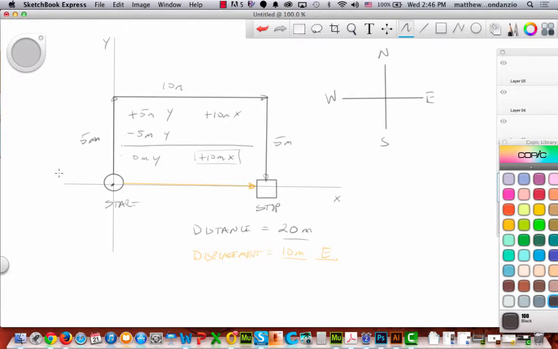Now, here's the interesting thing. Notice that I can move up and down the y. Did it have any effect in how far I went in the x? The motion in the y, this is important to note, and you'll get this a little later on, is completely independent of the motion in the x, and vice versa. Let me explain what I mean by that.